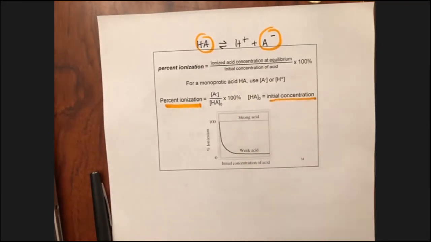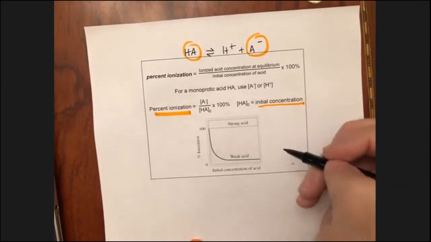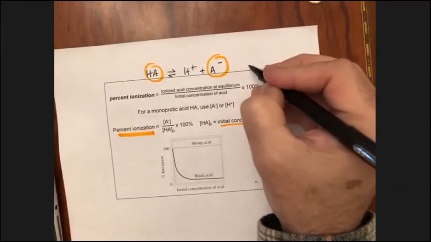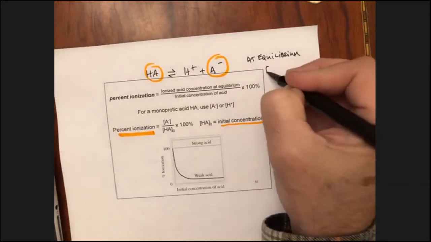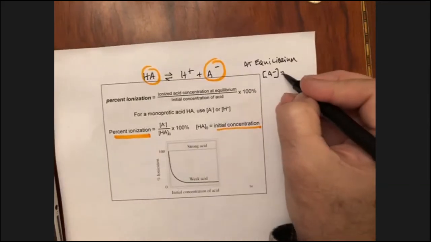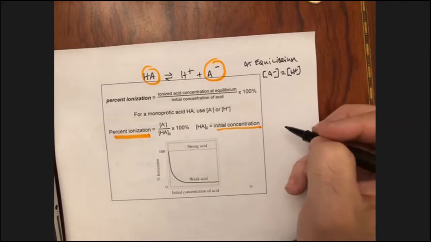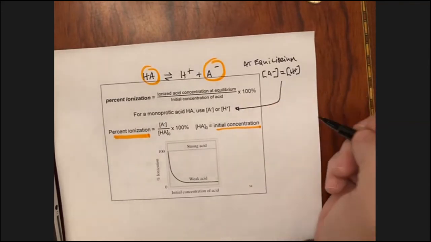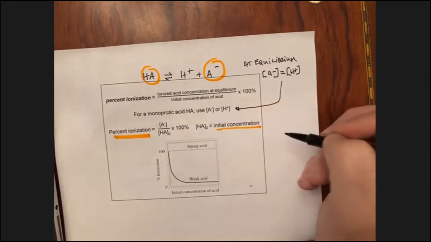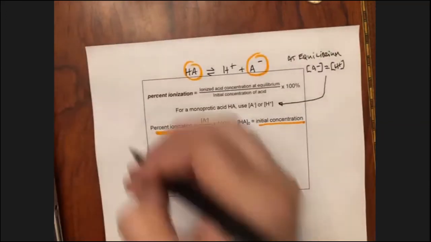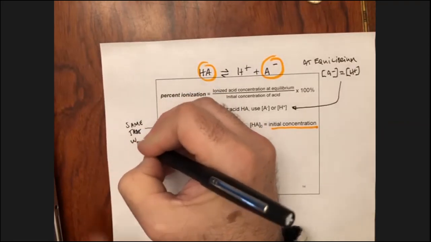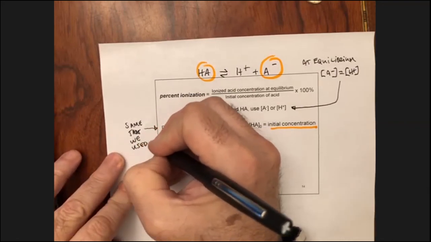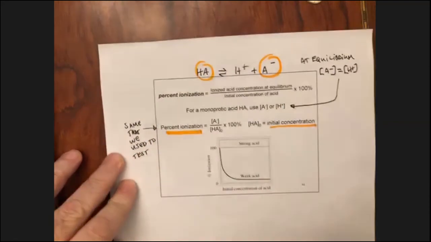Notice that it's the same formula that we used to test whether we could use the approximation or not. Because in this case, at equilibrium, the concentration of the ionized form of the acid equals the concentration of hydrogen ions. So technically you could use either one once you've solved your ICE table. Essentially this percent ionization is what we used to test the approximation method.